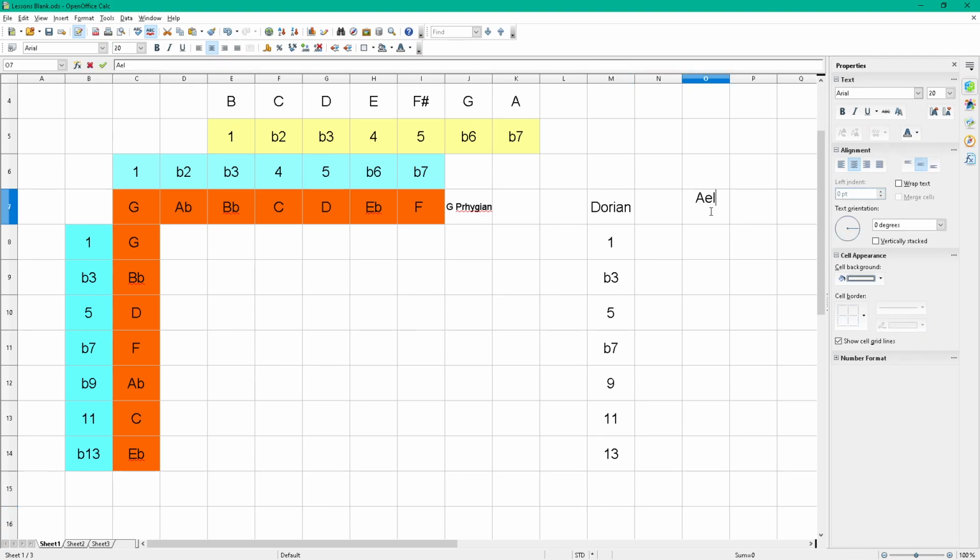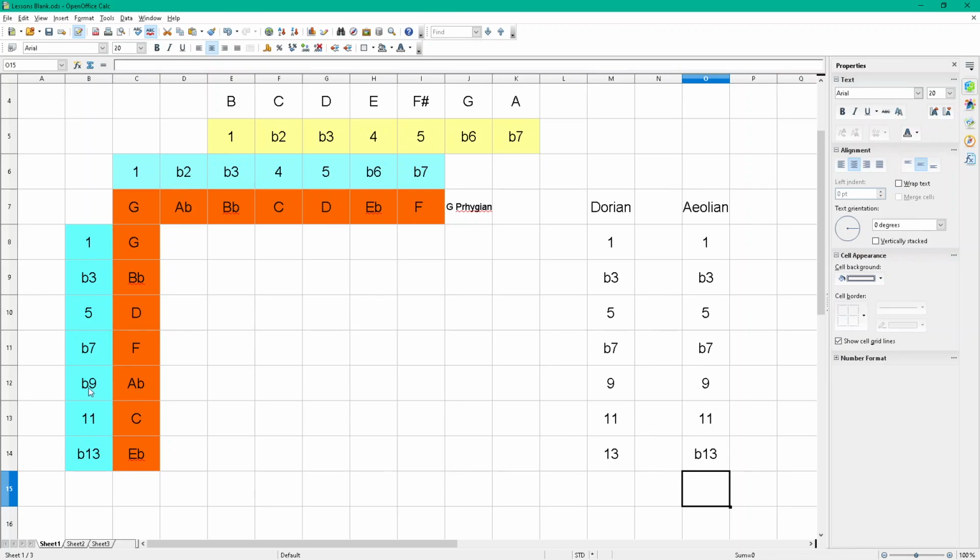While Aeolian is 1, flat 3, 5, flat 7, 9, 11, flat 13. Okay, so as you can see, the differences between these 3 minor scales are in the upper structure. Until 1, flat 3, 5, flat 7, it's all in common. So for all the main arpeggios, you don't have to study anything new. Here the 9, and so for Dorian and Aeolian, until the 11, they're in common.